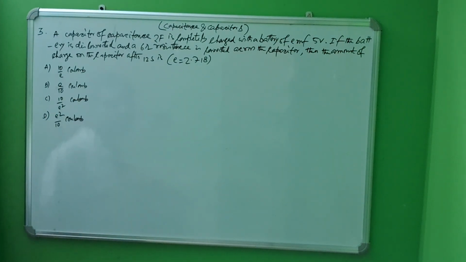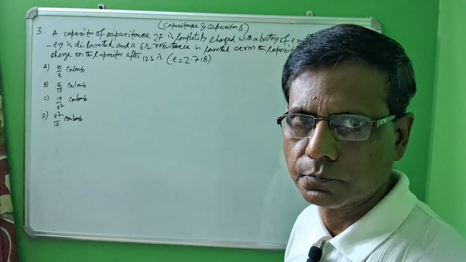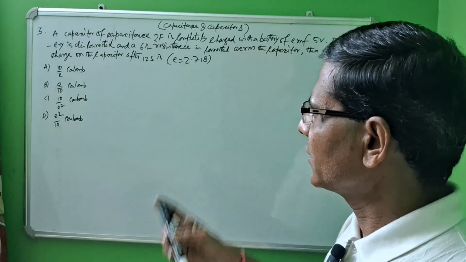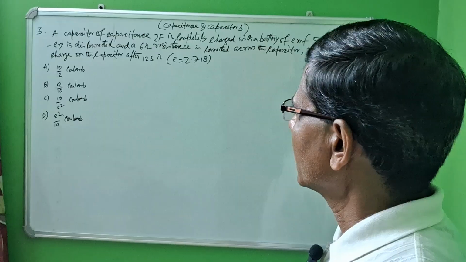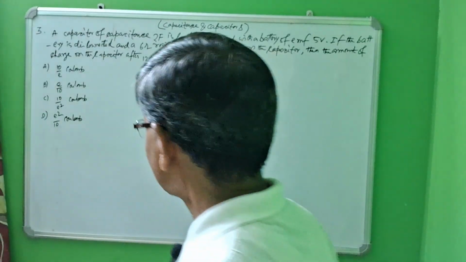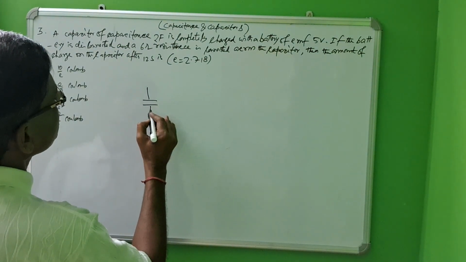A capacitor of capacitance 2 F is completely charged with a battery of EMF 5 volt. If the battery is disconnected, and a 6 ohm resistance is connected across the capacitor. So let us draw the diagram.